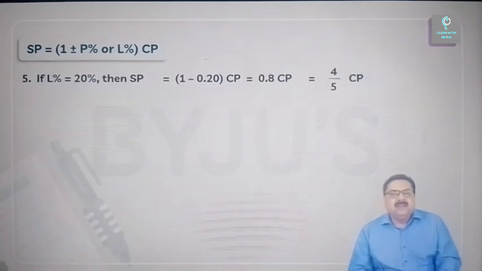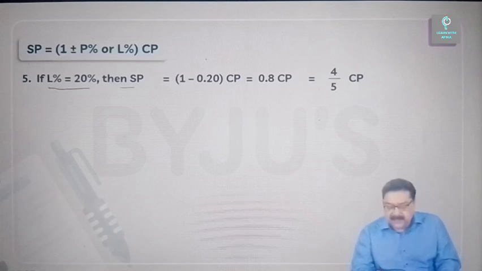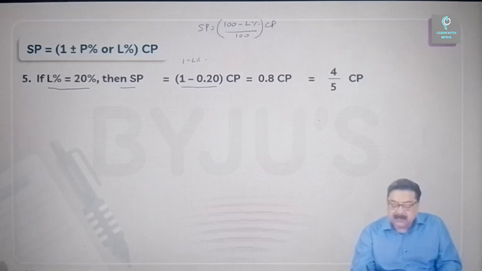We talked about profit, let's talk about loss. If loss percent is given to you as 20%, then selling price shall be 1 minus 0.2. As we learned, this is 1 minus loss percent. Now you know, selling price is 100 minus loss percent by 100 into CP. See, writing this down also takes so much of time, isn't it, sir?